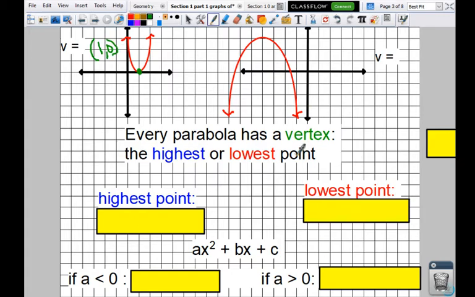If I look at this big parabola over here on the right, my very highest point is right here. And that is at -4, 3. That is the vertex.